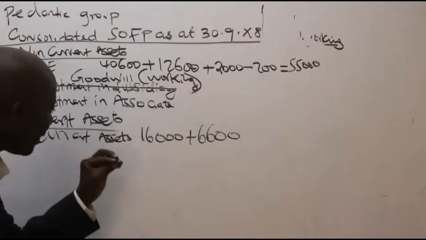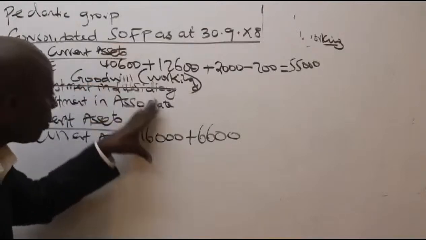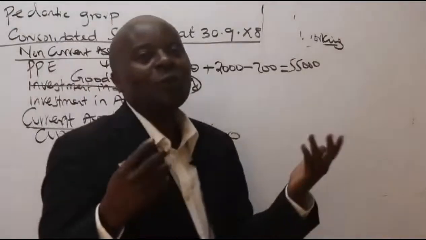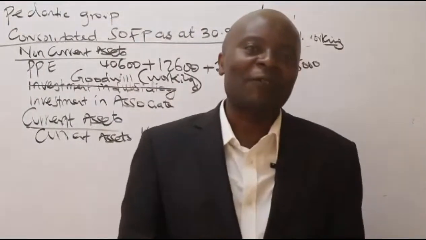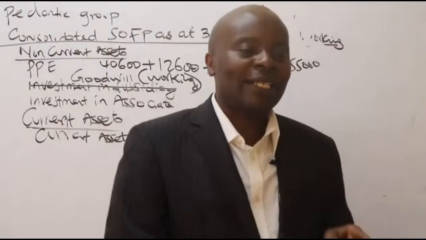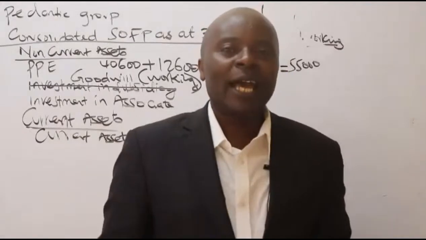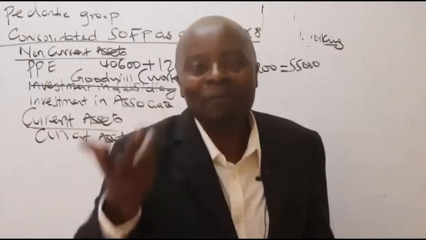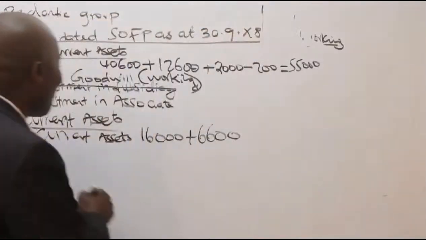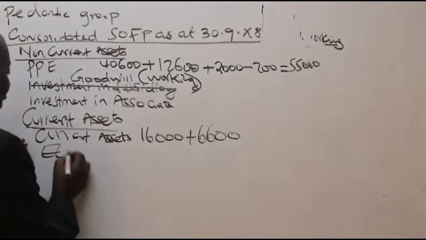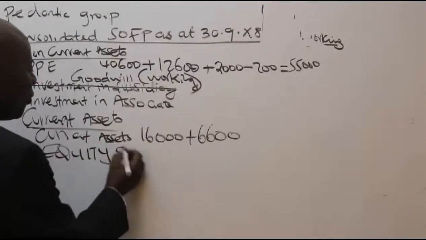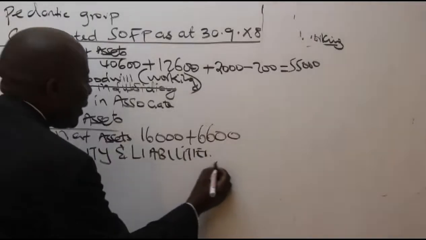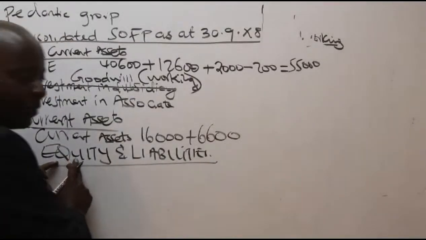Now, after that, ladies and gentlemen, I know that I'll be able to get my consolidated total assets. Then as an accountant, I need to look beyond those assets and ask myself, how have these assets been financed? How do we finance our assets? Through owner's capital, through liabilities. So now I'll come to this other section and mention here equity and liabilities. And in equity and liabilities, we normally start with the equity, remember.